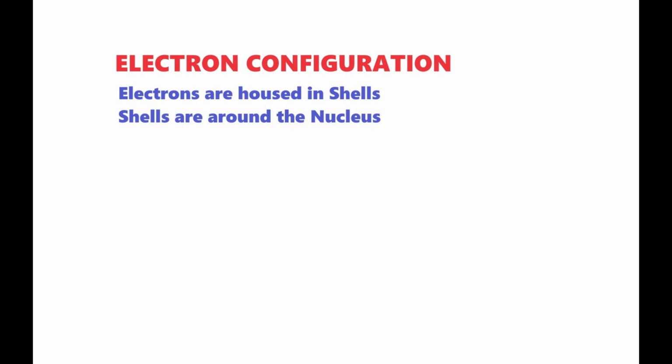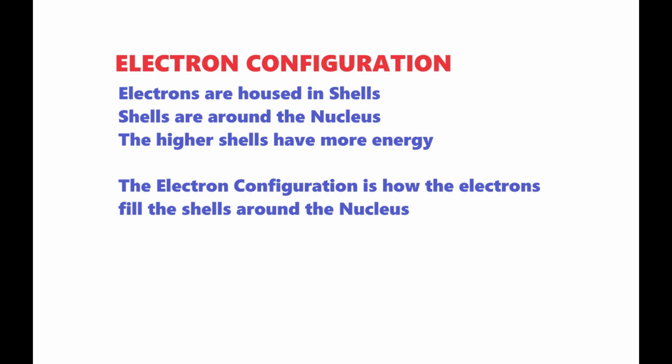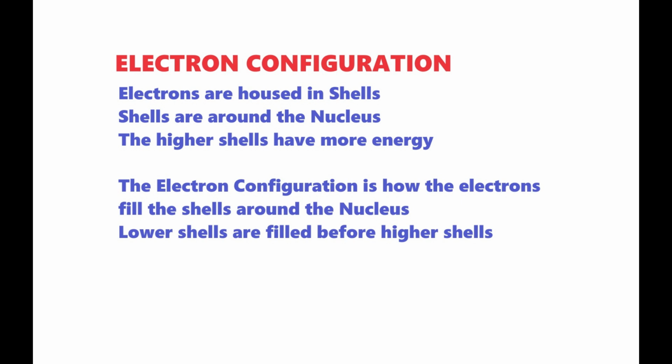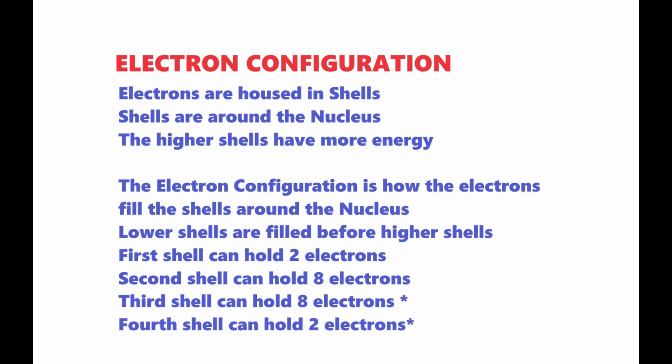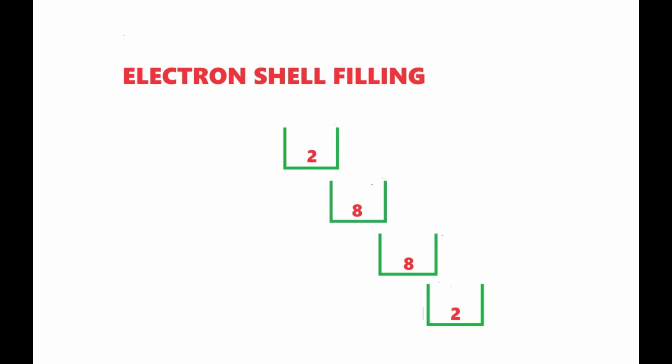Next, we're going to talk about the electron configuration. Electrons are housed in shells, and the shells are found around the nucleus. The higher shells have more energy than the lower shells. The electron configuration is how the electrons fill the shells around the nucleus. The lower shells are filled before the higher shells. The first shell can hold 2 electrons. The second shell can hold 8 electrons. The third shell can hold 8 electrons, and the fourth shell can hold 2 electrons. The stars mean that after 20 elements, the third and fourth shells can hold more than 8 and 2 electrons respectively.